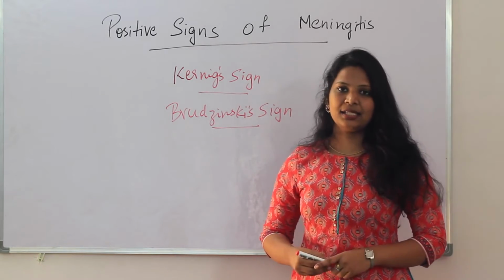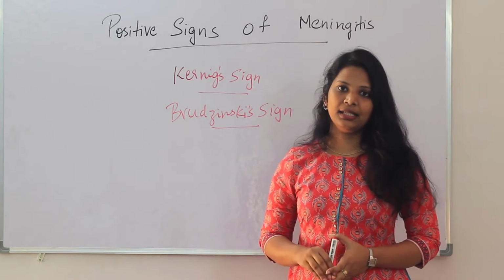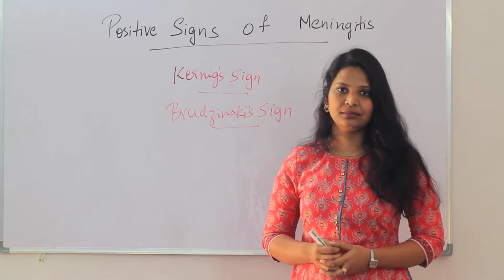These signs are commonly assessed by performing tests. If we look at Kernig's sign, it is essentially a way to demonstrate that the neck is not simply stiff but is irritated. With the patient lying flat, the examiner flexes a hip 90 degrees and then attempts to extend the lower leg at the knee. Pain on extension is a positive sign.